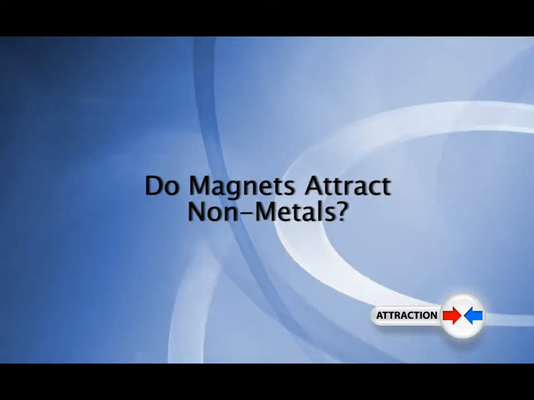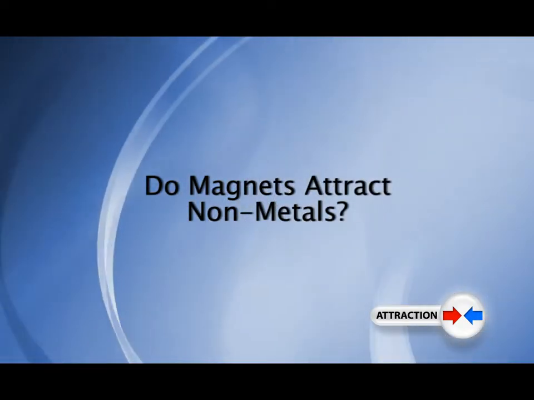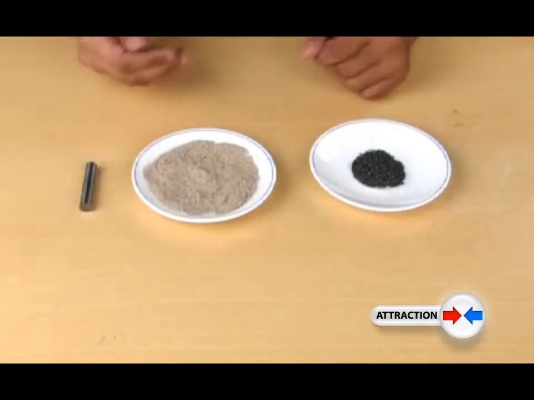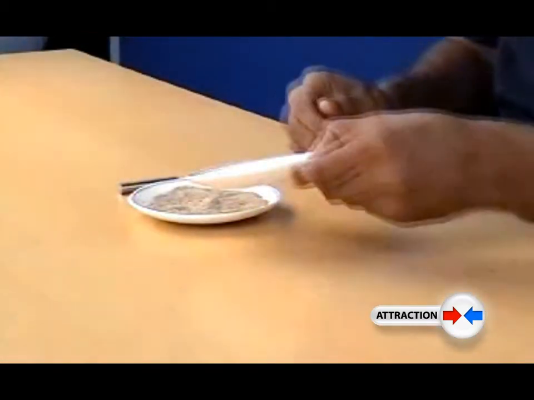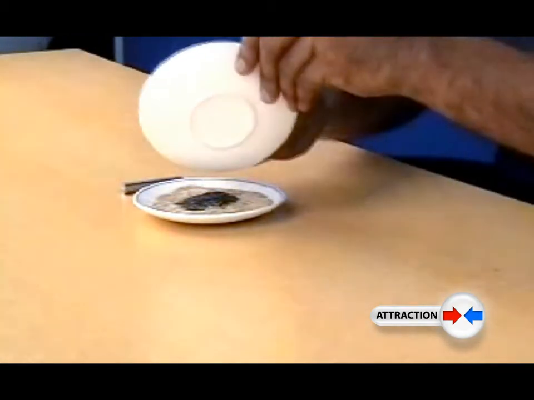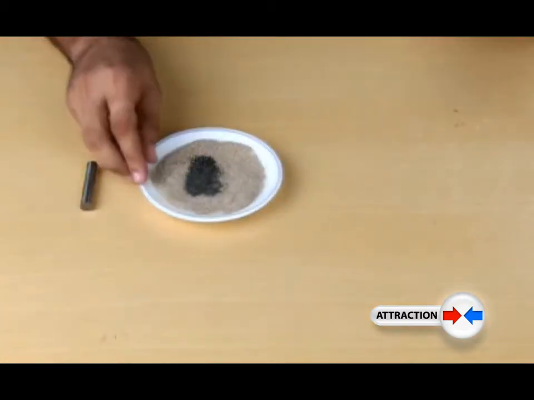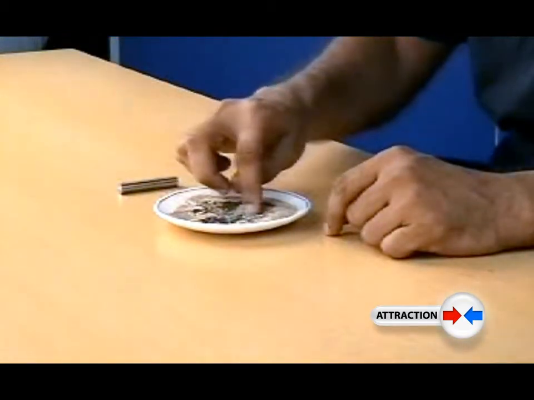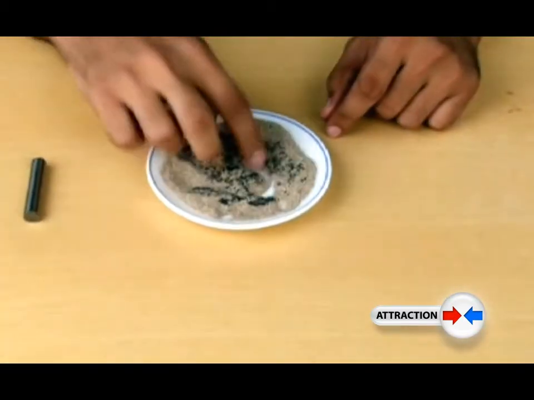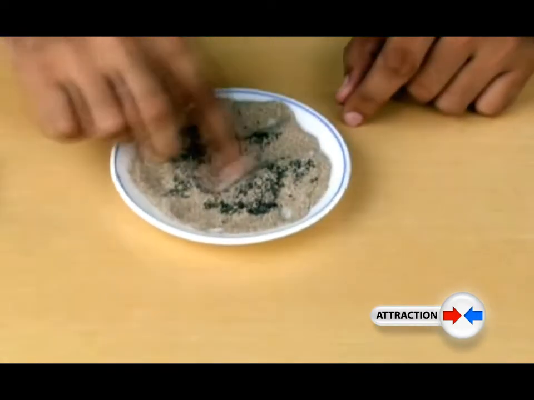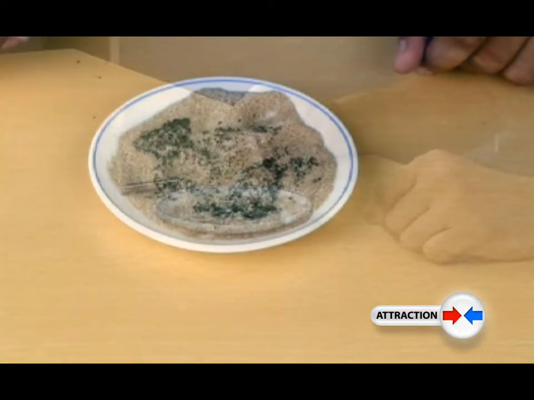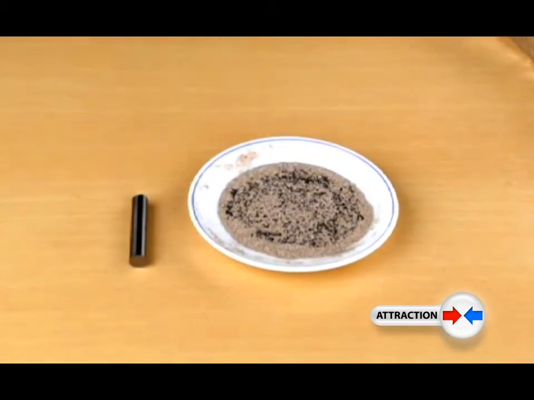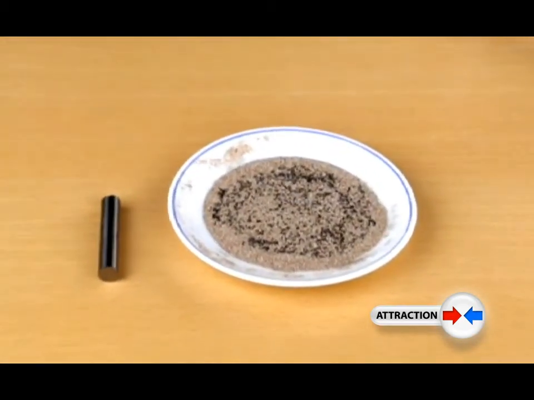Do magnets attract non-metals too? Let's find out. Let's take this sand and add iron filings to it. Now we have a mixture of iron and sand. Let's move this magnet over the sand to see what happens.